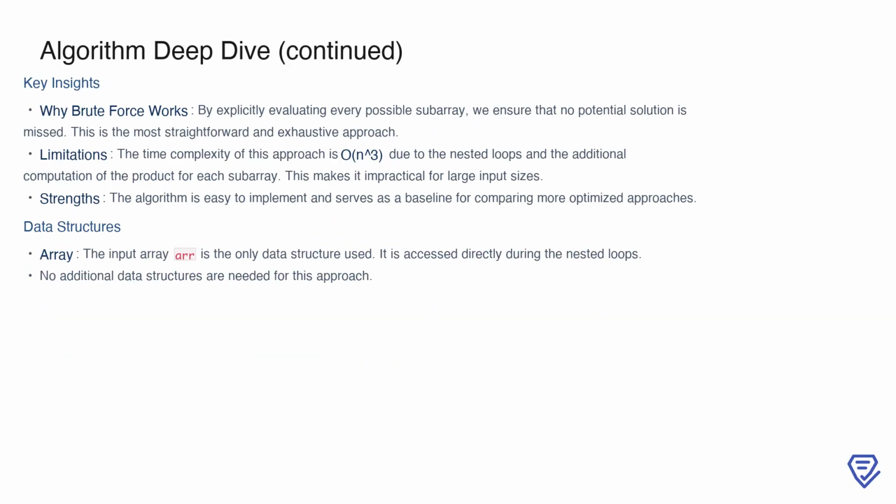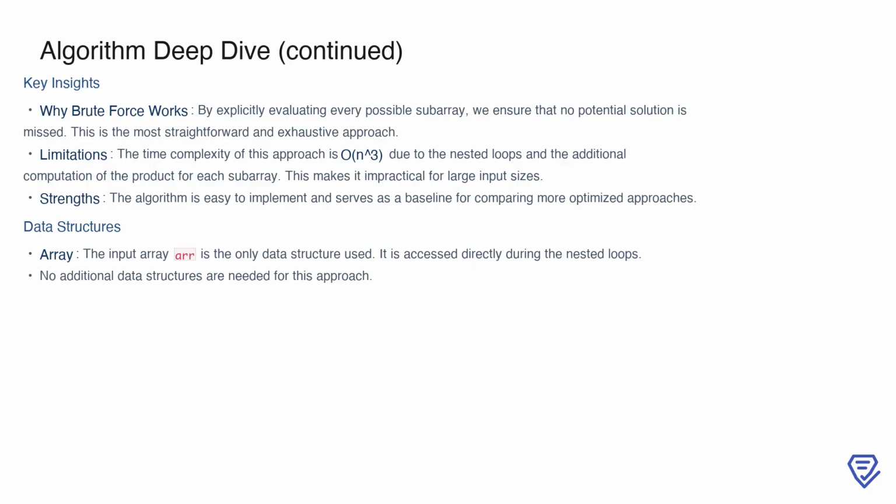The brute force approach works by explicitly evaluating every potential subarray to ensure no solution is overlooked. While this method is straightforward and guarantees correctness, it comes with significant limitations. The time complexity is O(n cubed) because of the nested loops and the additional computation required for the product of each subarray. This makes the approach impractical for large input sizes. However, its simplicity is a strength, as the algorithm is easy to implement and serves as a baseline for more efficient approaches.